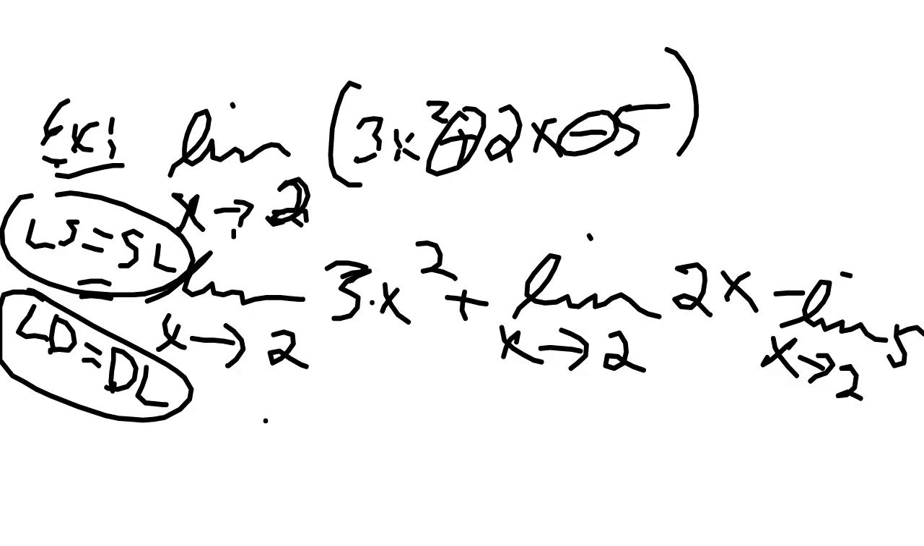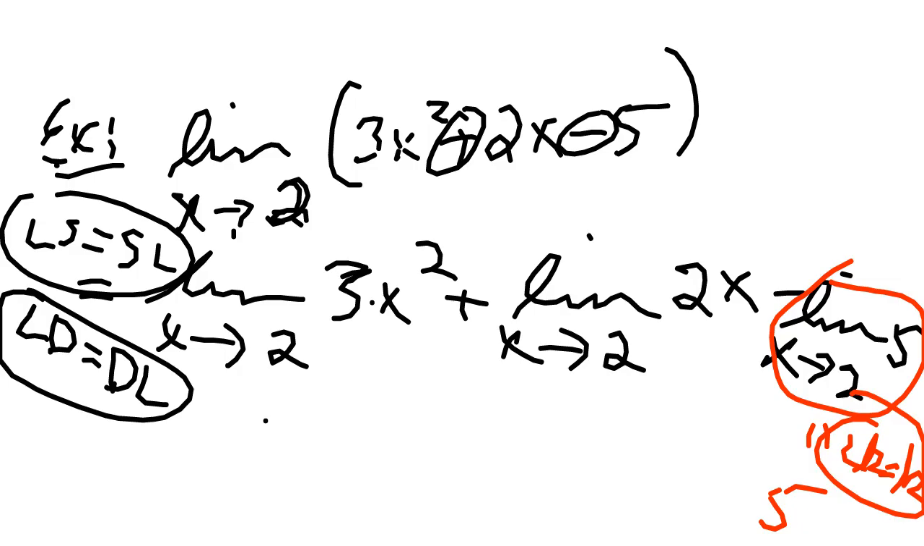So not bad. By the way, do I know what any of these is? I'm going to change colors, I think, hopefully. Do I know what any of these are? Do I know what the limit as x approaches 2 of 5 is? 5. Why? Because it's a constant. The limit of a constant is a constant. So LK equals K. The limit of a constant is a constant, right?